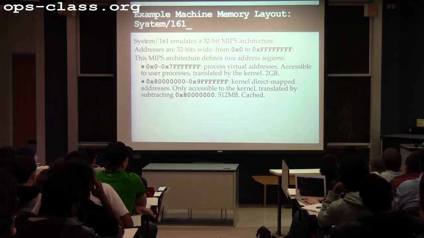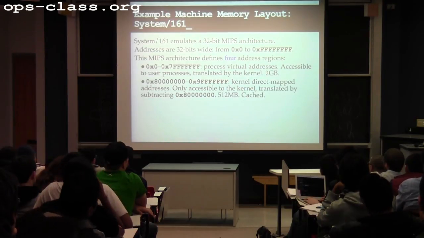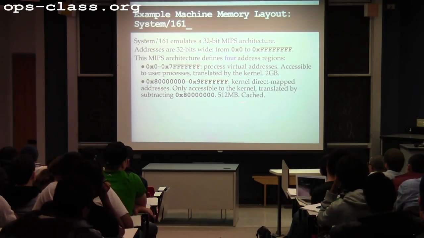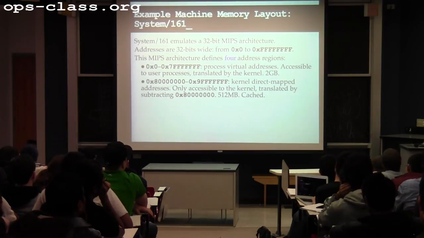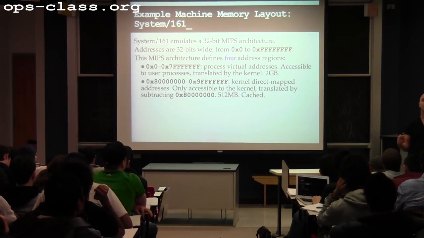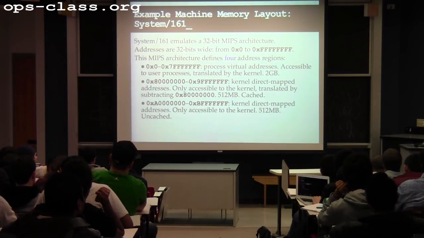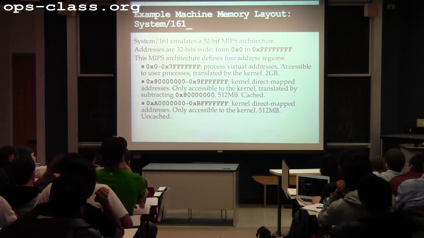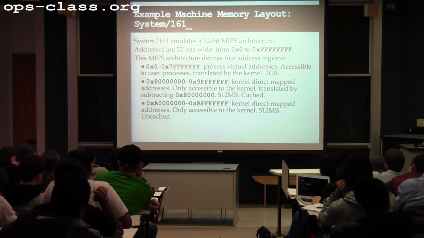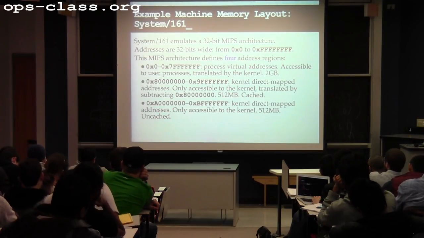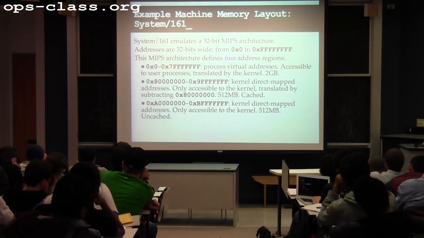Good question. And the other thing to keep in mind is that this part of memory is cached, meaning that each processor will actually do caching close to the core, like what you guys are familiar with as an L1 or an L2 cache, right? So this next set of addresses is also direct mapped. It's only accessible to the kernel. It's half a gigabyte, and it's uncached.